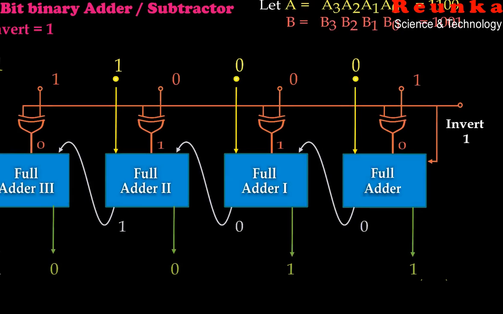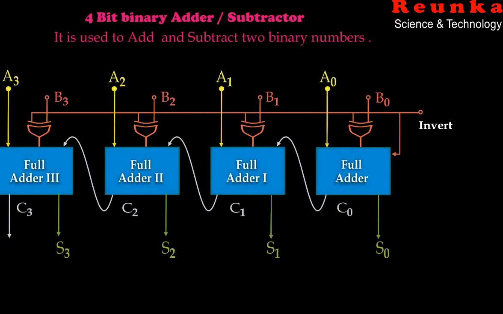So the same circuit can be used for addition and subtraction. If invert is connected to 0, this circuit will perform addition, and if invert is connected to logic 1, this circuit will perform subtraction using 2's complement.